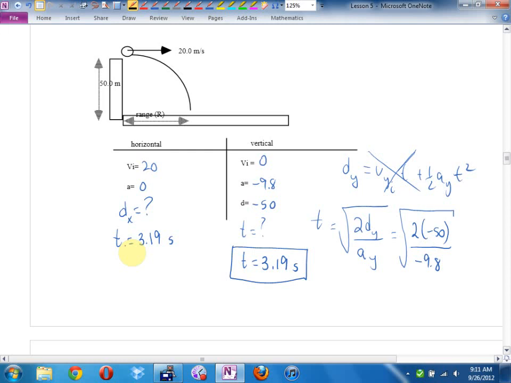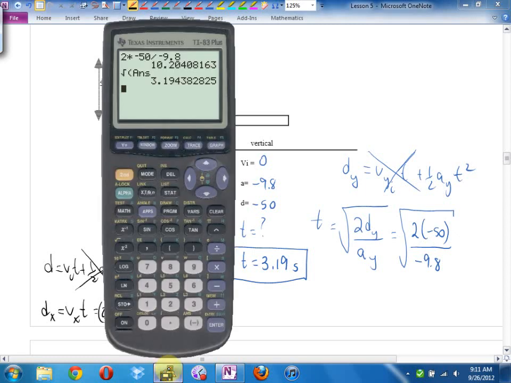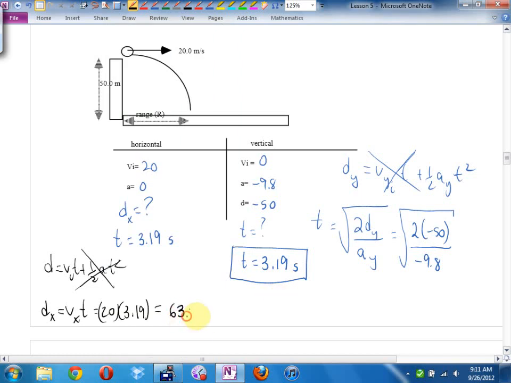Except in this case, what's 0 on the horizontal side? So you're going to get vi t plus a half a t squared, except that's going to vanish. In fact, you're going to get dx equals vx t. It's going to be 20. Now, I'm going to write 3.19, but I'll use this stored value that's still on my calculator. Why not? Times 20. And I get, to 3 sig figs for my final answer, 63.9 meters. Okay.